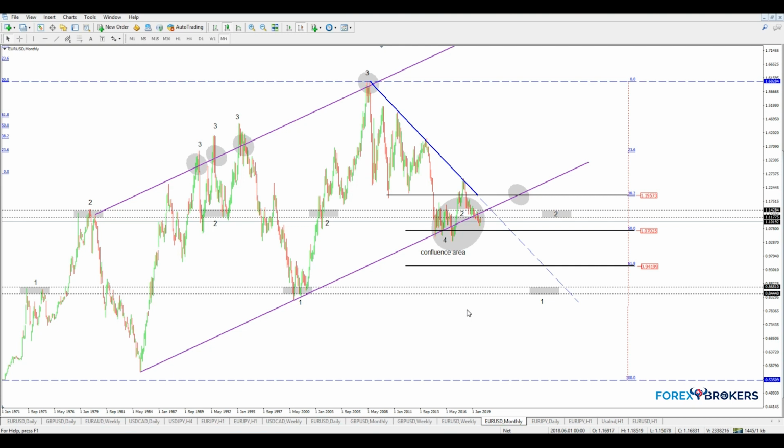This is how you use classic support and resistance, dynamic support and resistance. And whenever you are able to find confluence areas, focus on them because the price has a hard time breaking them.